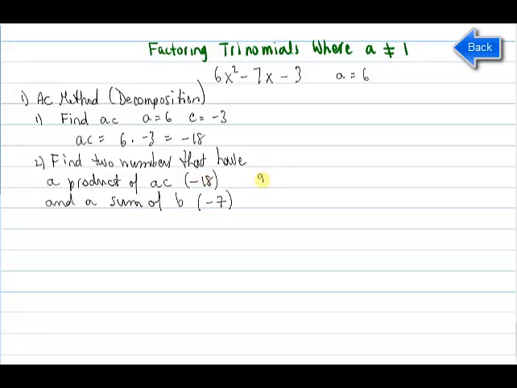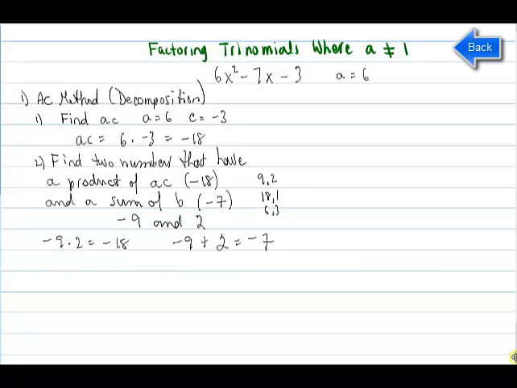factors of 18 are 9 and 2, and 18 and 1, and 6 and 3. So which of those pairs of numbers could possibly give me a 7? Well, that would be the 9 and the 2, provided, of course, that the 9 is negative and the 2 is positive. So test it out. Negative 9 times 2 is negative 18, and negative 9 plus 2 is negative 7. So we have found our two numbers.